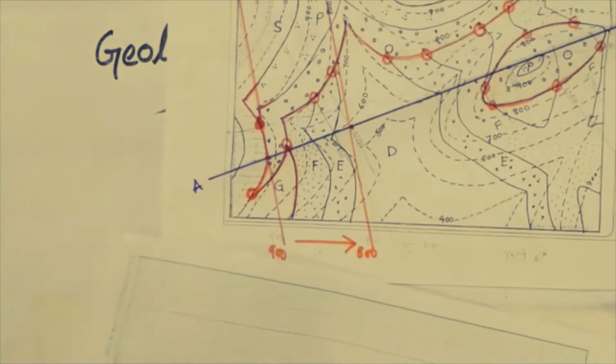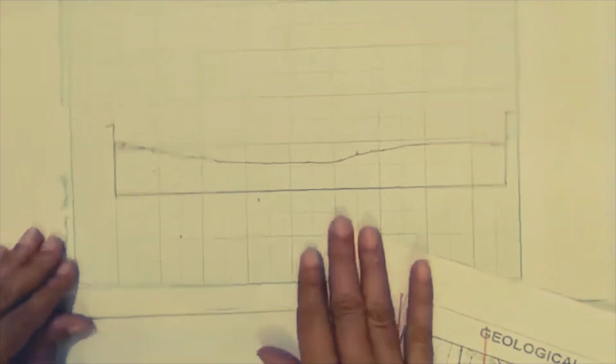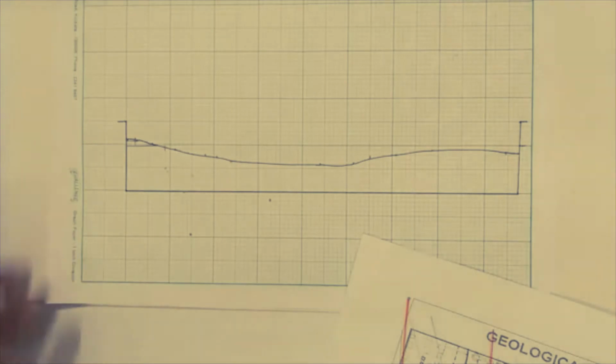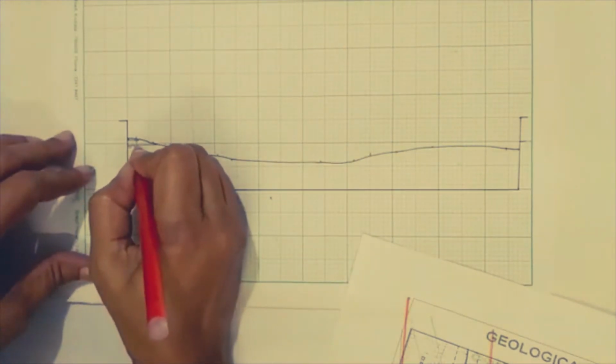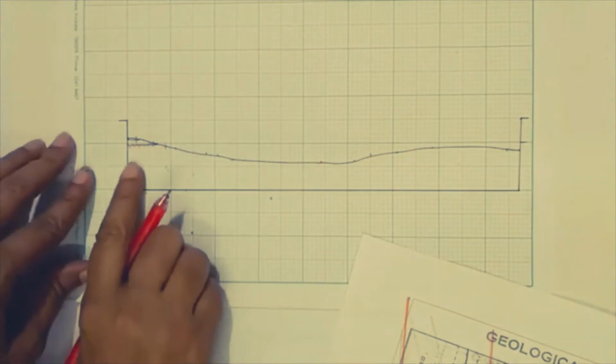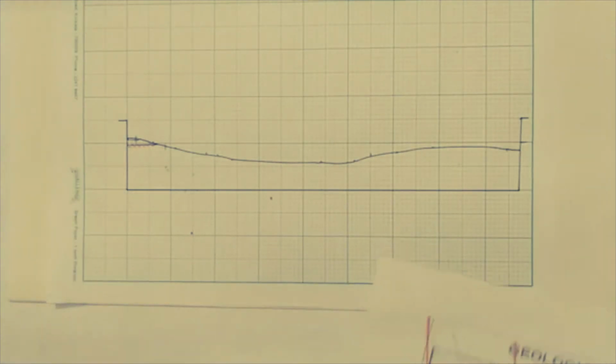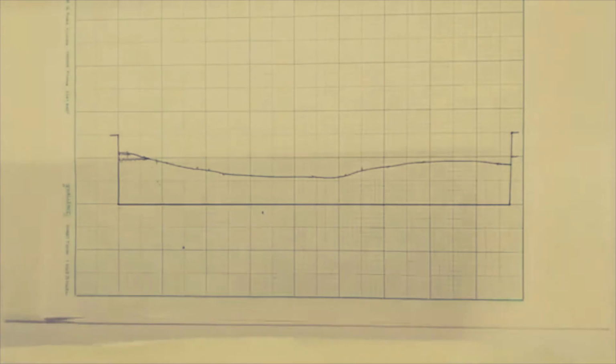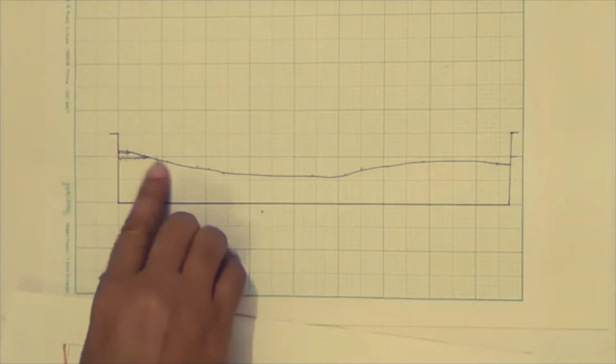Go to the geological map to plot this value. You have plotted two horizontal beds, and after these two horizontal beds there is a line of unconformity. Conventionally, the line of unconformity is shown with the help of red color, so I have plotted these things in red color.